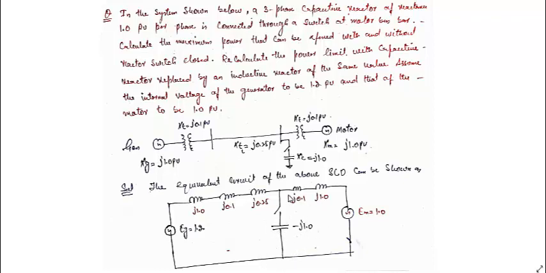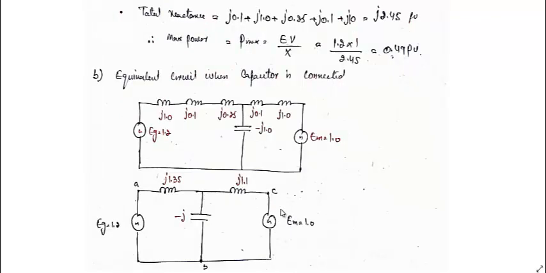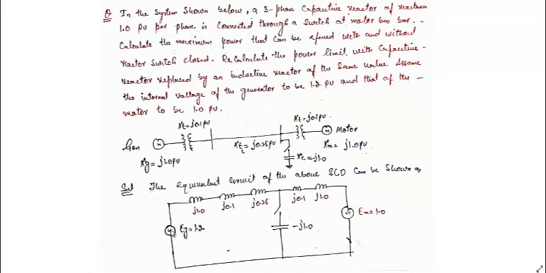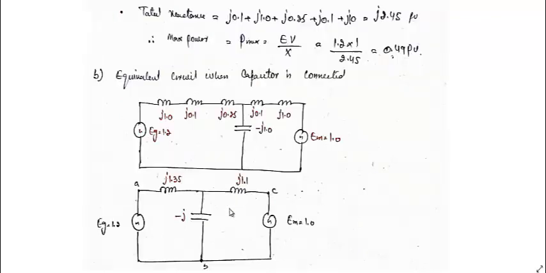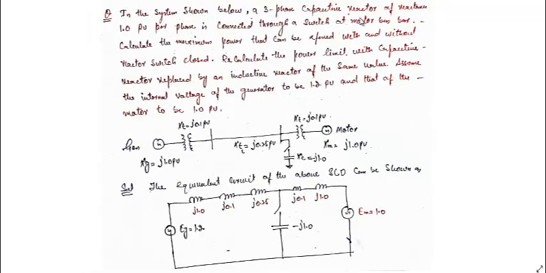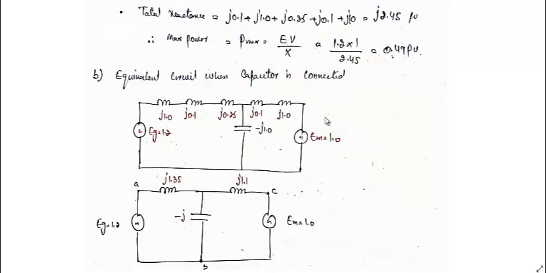First, we'll calculate the maximum power when this capacitor is not used. In that case, this will be an open circuit, and its equivalent circuit will be simply these two voltage sources, which are connected through these five reactances. So the total reactance of these five reactances will be j0.1 plus j0.1 plus j0.25 plus j0.1 plus 1.0. So it comes out to be, this is 1.1, 1.35, 1.45, 2.45. It comes out to be j2.45 per unit.